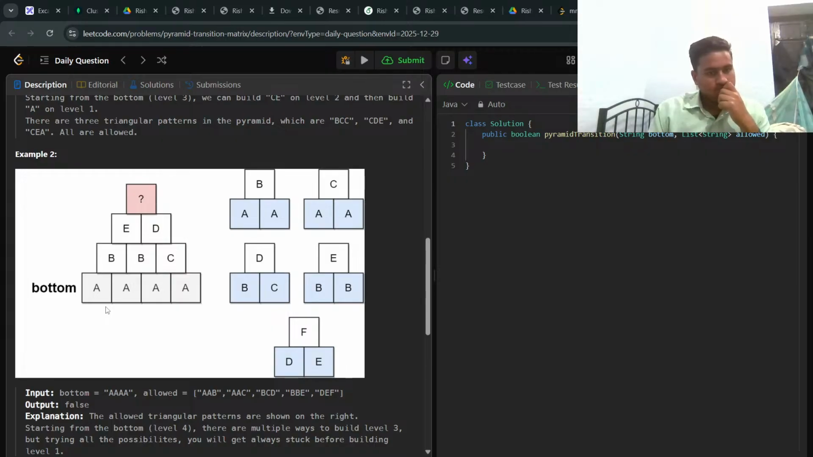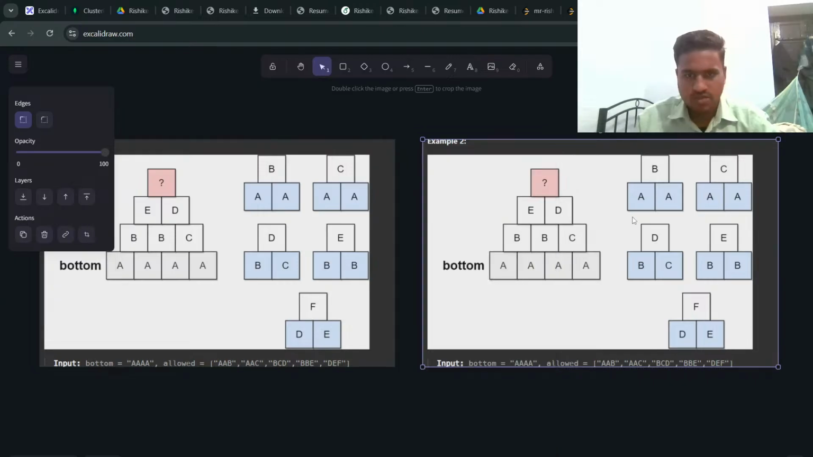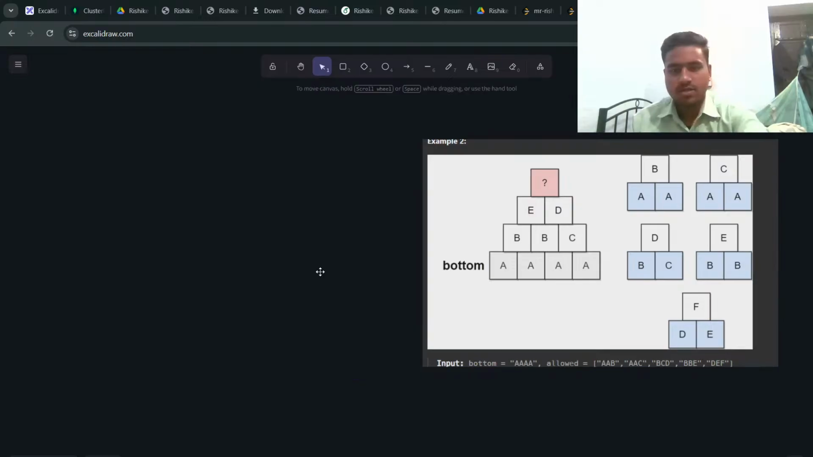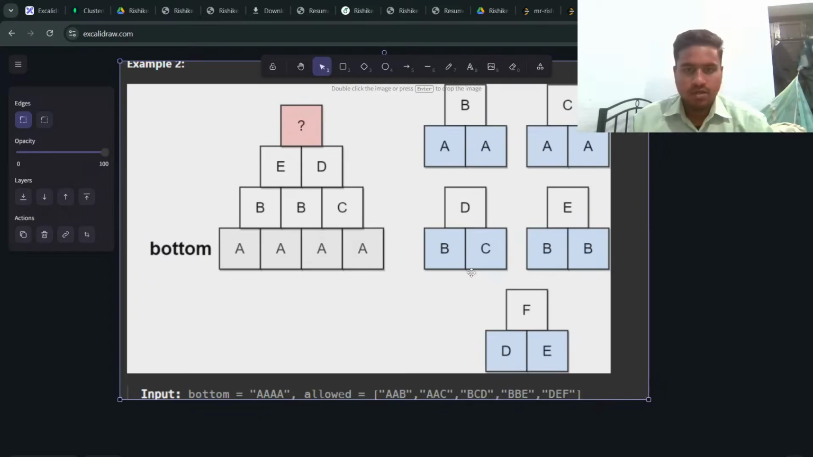So let's take, okay, let's leave it. Okay, this is the same. I have clicked multiple times on the page. So yeah, let's see how we can.